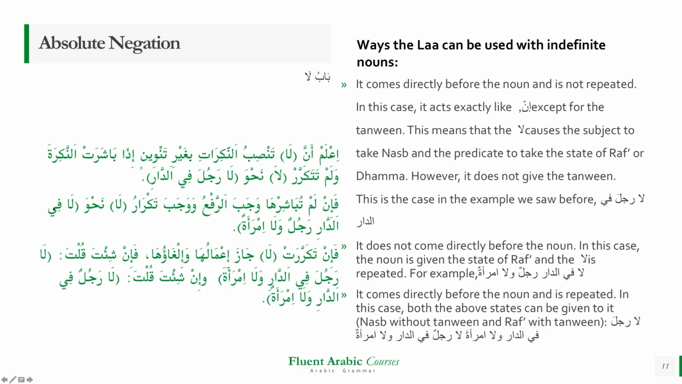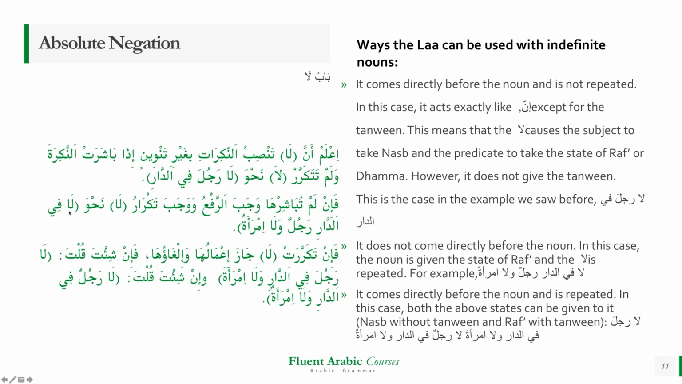Here the fi comes between la and the noun, so it cannot be given the state of nasb, and it has to be repeated according to Ibn Ajrum. So you can't say la fi dari rajulun. That is not correct according to Ibn Ajrum. You have to add something. La fi dari rajulun wala imra'a. There is no man in the house nor any woman.